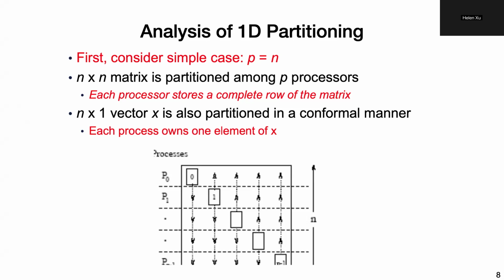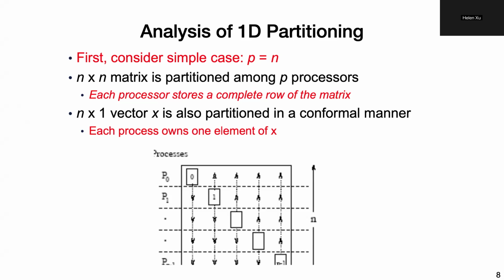So let's start with 1D partitioning, and let's consider the most simple case where P is equal to n. So every processor is going to do one dot product of one row of A and the entire thing of x. And so the n by n matrix gets partitioned on the P processors. Each processor is going to get one row of A, and each processor needs all of x to do the dot product. And in the initial distribution, let's say that x is also partitioned in a similar way, so each processor has one element of x.